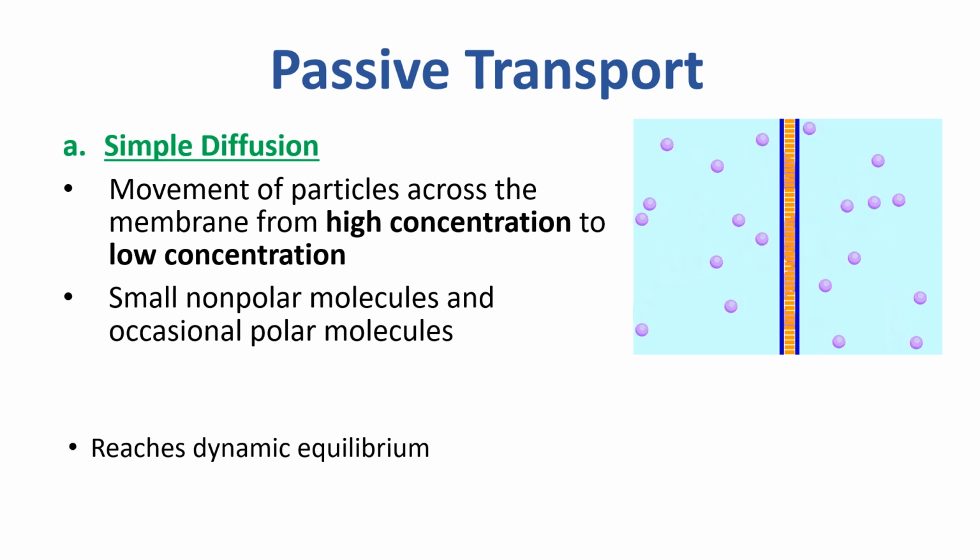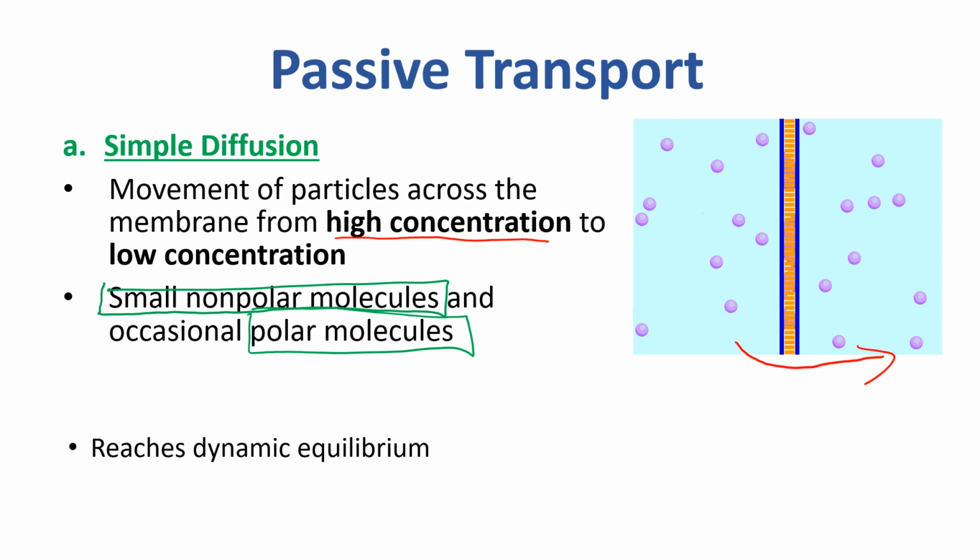Simple diffusion is the first one, and it's literally the molecules diffusing from one side of the cell membrane to the other. So it's just like diffusion. They start off in an area of high concentration, and if there's an area of low concentration inside the cell, those molecules or particles will naturally diffuse across the cell membrane into the cell, as long as they can cross the membrane. So simple diffusion only works for small non-polar molecules and occasionally polar molecules, as we learned before.